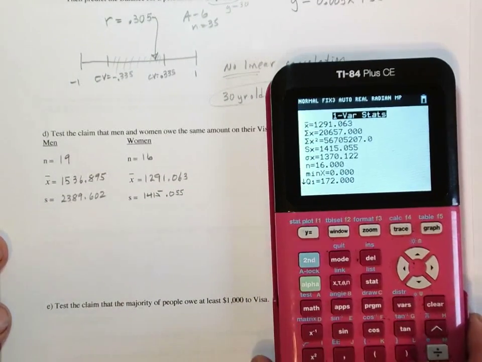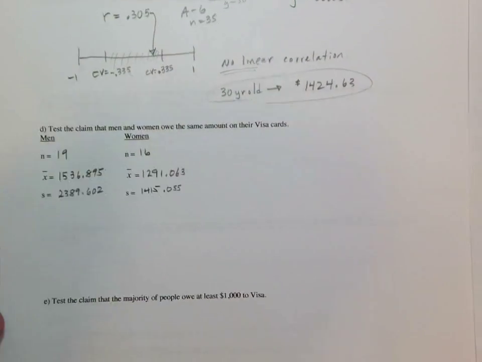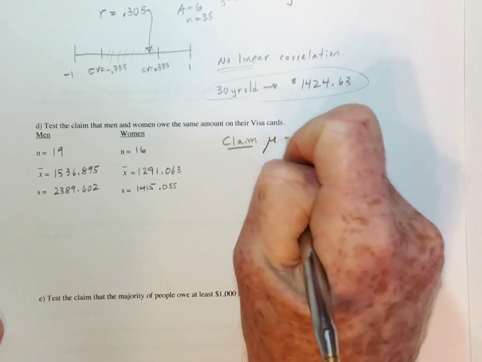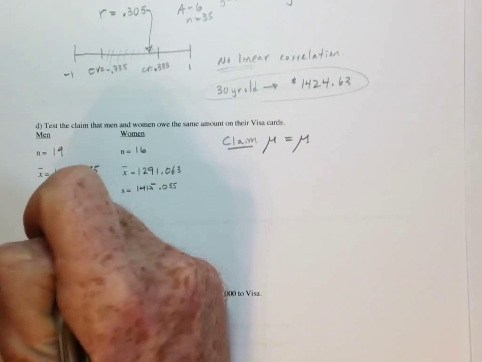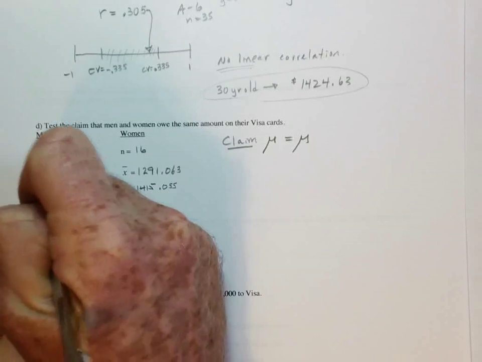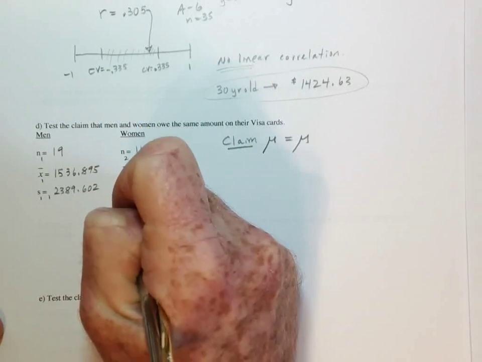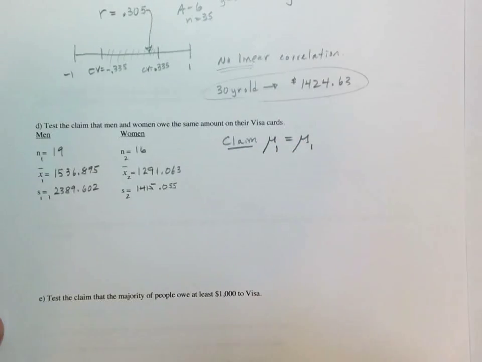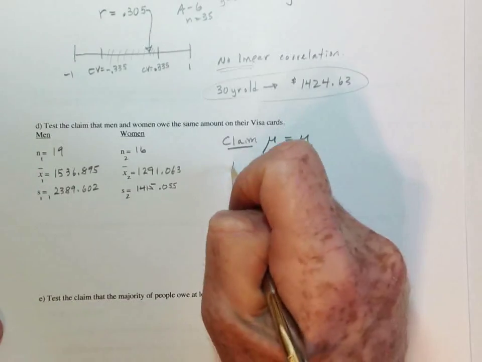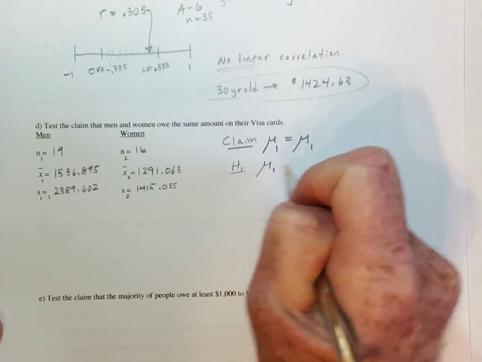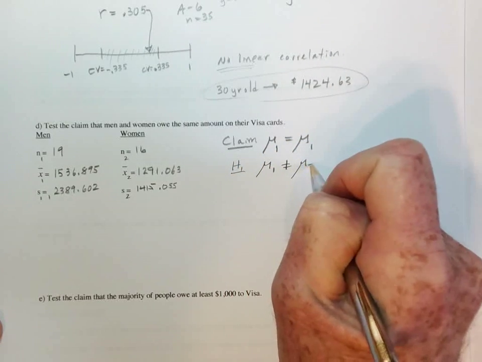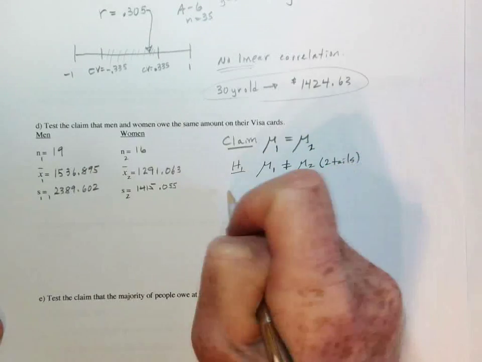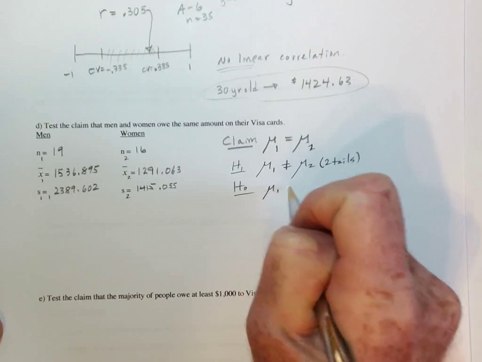Okay, then for the claim. The claim would be that the two means are equal. I'm going to call this group number 1 and this group number 2. So the average for the men equals the average for the women. And then H1 would be that they're not equal. That makes it a two-tailed test. And H sub O is always that they're equal.